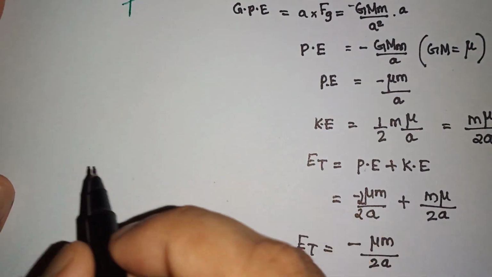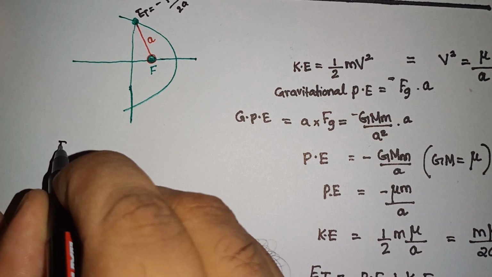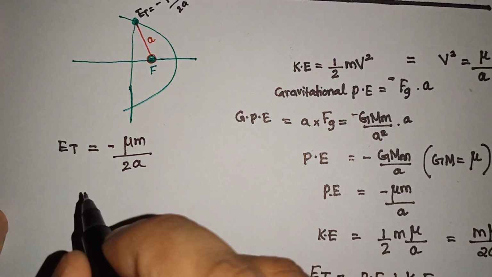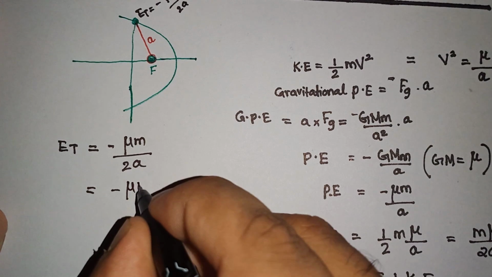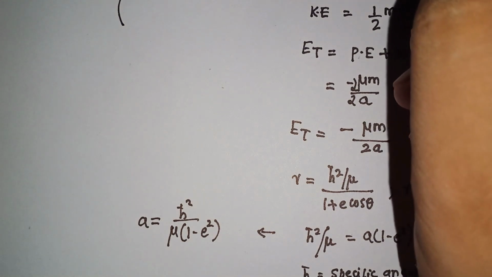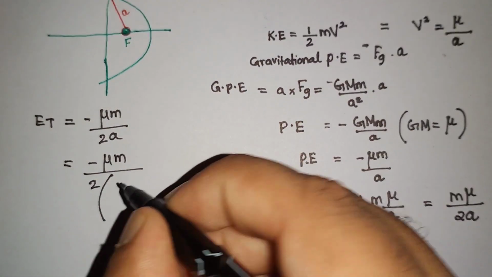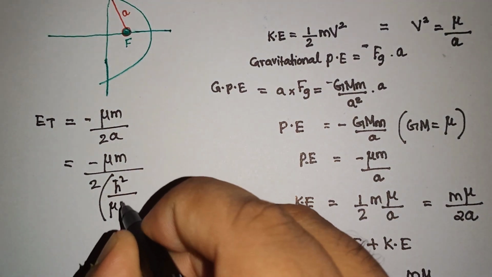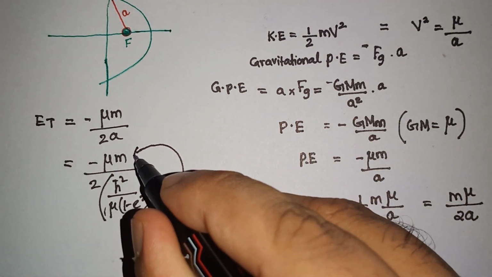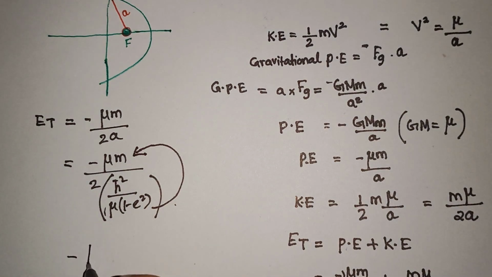So your total energy is going to be minus mu m by 2a, and if you substitute the value of a here, that is going to be minus mu m divided by 2 into, what is a here? a is simply h cap square by mu into 1 minus e square. So that we are going to put over here. Now the complete term is going to be on the top. So this is going to yield me minus mu square m divided by 2 h cap square. And you will get one more quantity here, 1 minus e square.